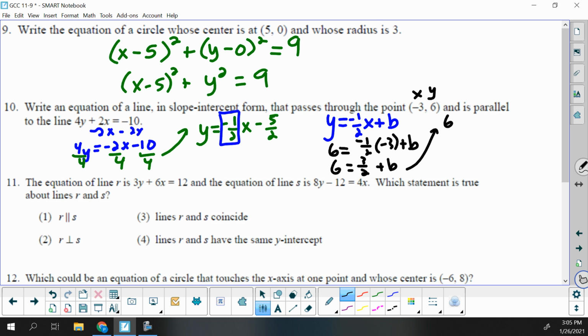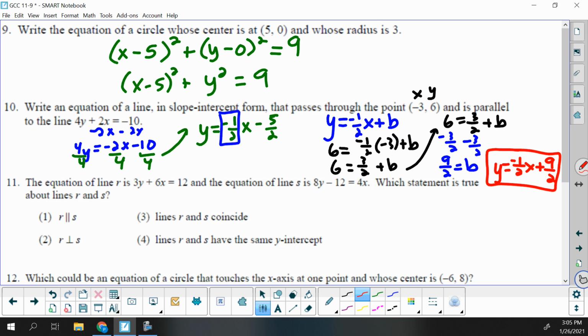So I'm just going to rewrite this up here. 6 equals 3 halves plus b. We'll subtract 3 halves in each spot. 6 is really 12 halves, so 12 halves minus 3 halves gives us 9 halves. And you can do that right in your calculator if you're not sure of it. And then to finish it off, we just write the equation. So we have y equals minus 1/2 x, and then our b value, so plus 9 halves.